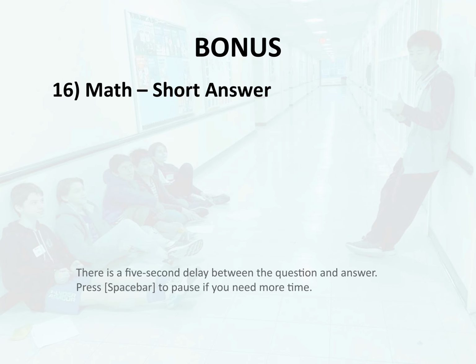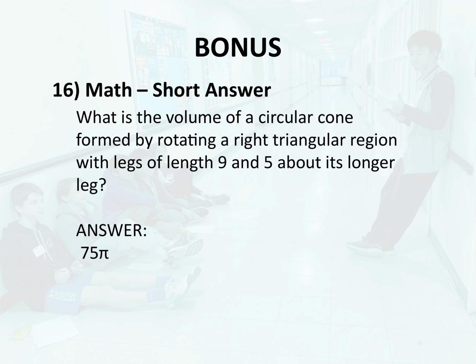Bonus, 16. Math, short answer. What is the volume of a circular cone formed by rotating a right triangular region with legs of length 9 and 5 about its longer leg? Answer: 75 pi.